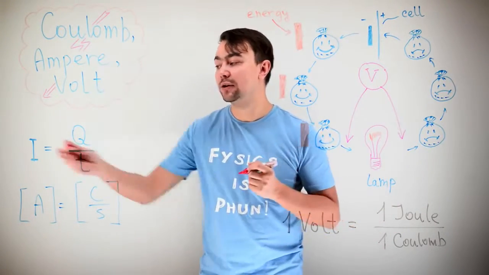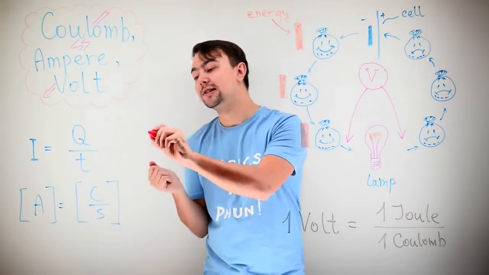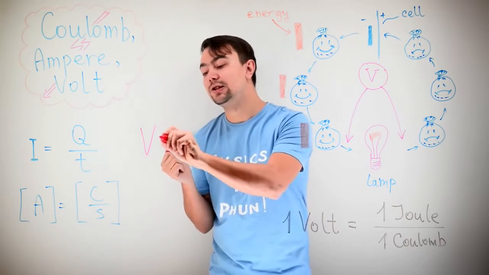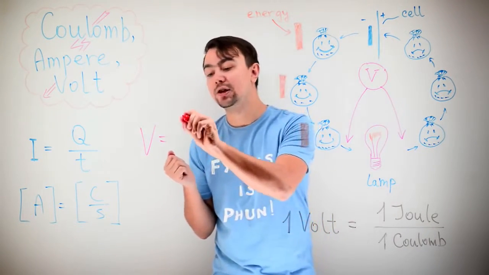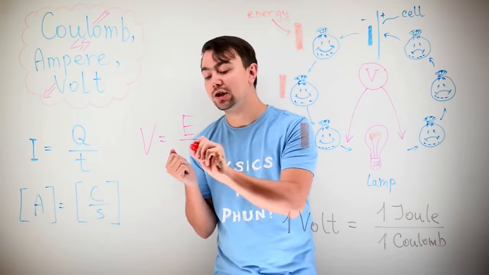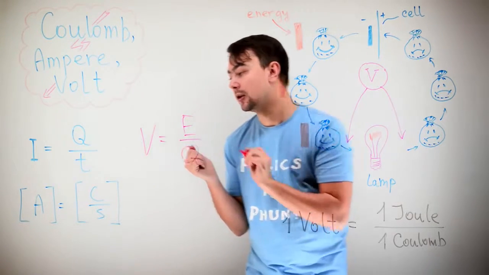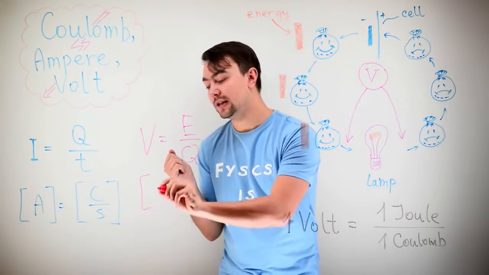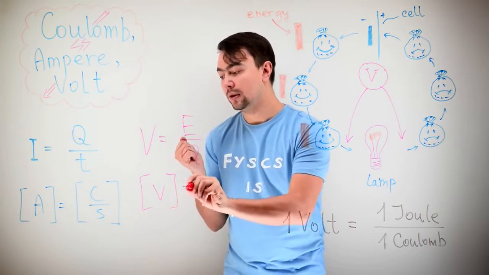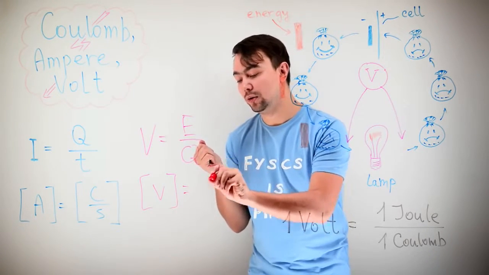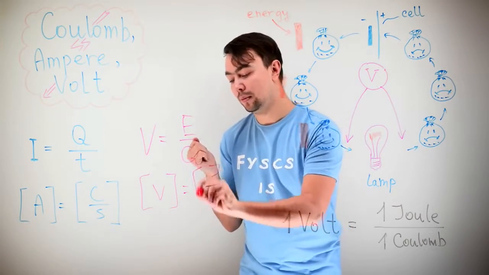And of course we can write a formula similar to that. It would look like this. Voltage is equal to energy divided by charge. And in units, that's the volt, which is the joule per coulomb.